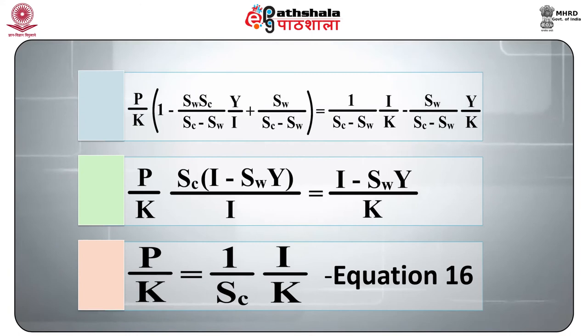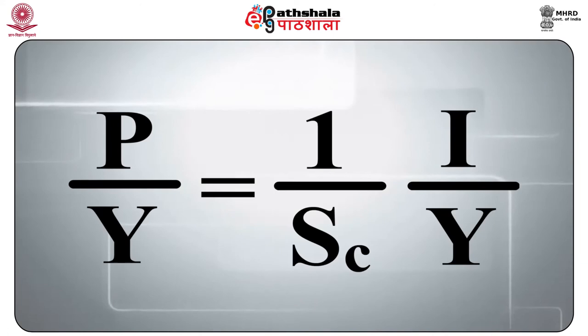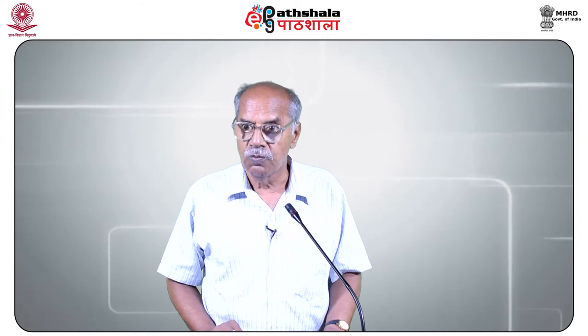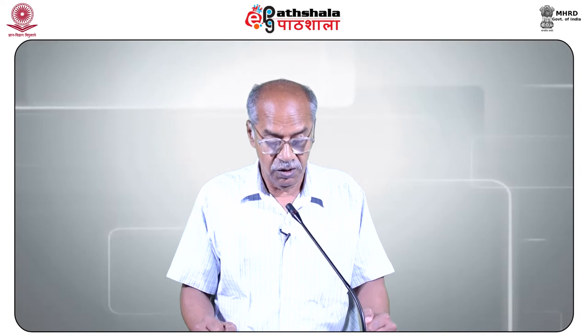And solving this, we get equation 16, which shows that the rate of profit is related to the ratio of investment to capital and the propensity to save of the capitalist. Similarly, from equation 15, we get P upon Y is equal to 1 upon Sc times I upon Y, so the distribution of income is related to the propensity to save of the capitalists. Now, equations 16 and 17 give the most striking results of the Pasinetti model.